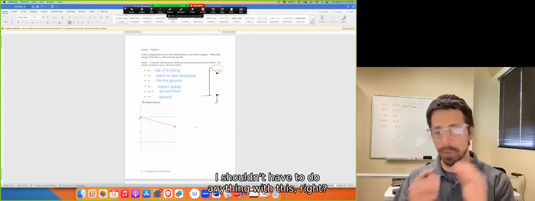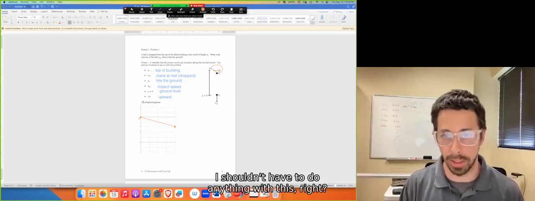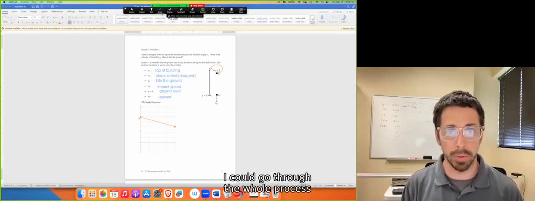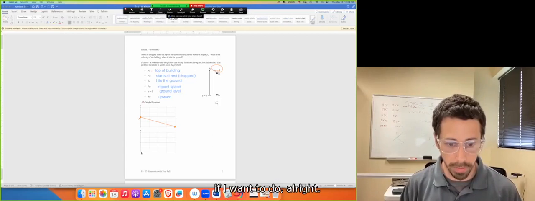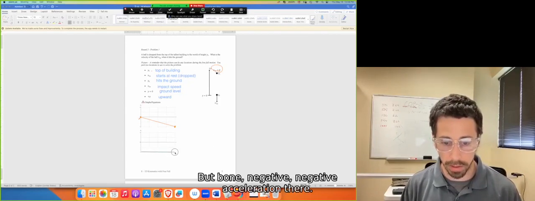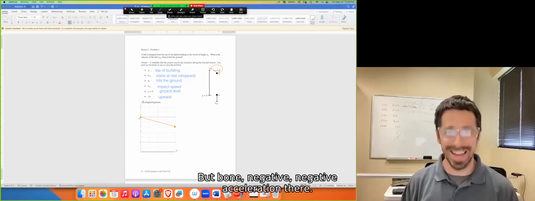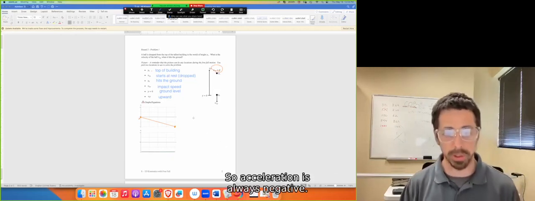It's free fall. I shouldn't have to do anything with this. I could go through the whole process if I wanted to, but, boom, negative acceleration there. So acceleration is always negative.